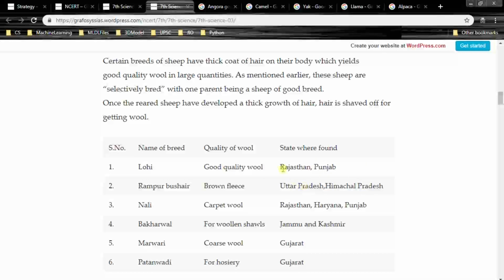plain regions. Rampur, bush hair, brown fleece, Uttar Pradesh and Himachal Pradesh. Nali, carpet wool, Rajasthan, Haryana and Punjab. Bakarwal, for woolen shawls, Jammu and Kashmir. Marwadi, coarse wool, in Gujarat. Patanwadi, for hosiery, Gujarat.